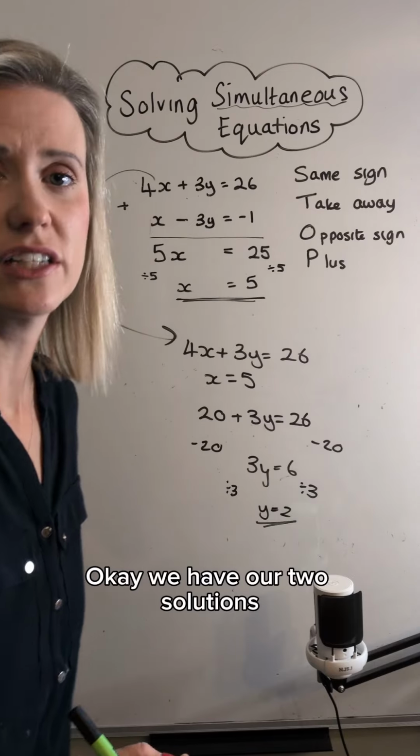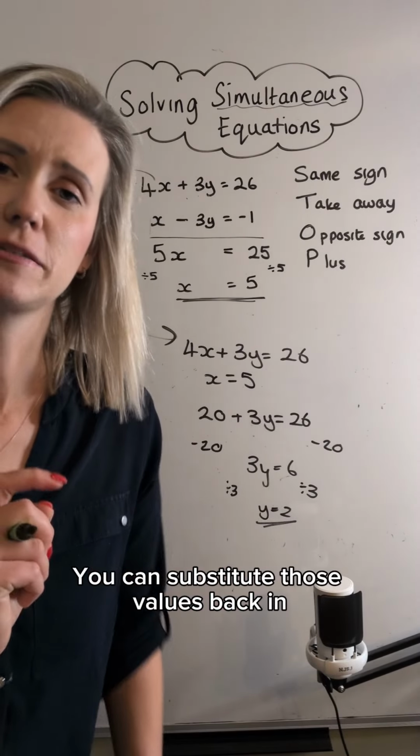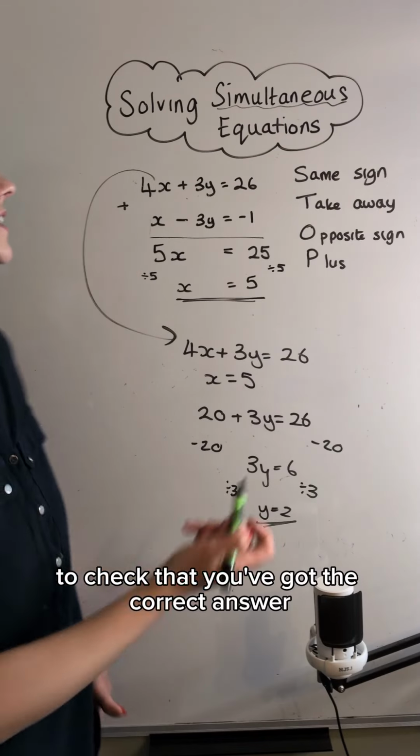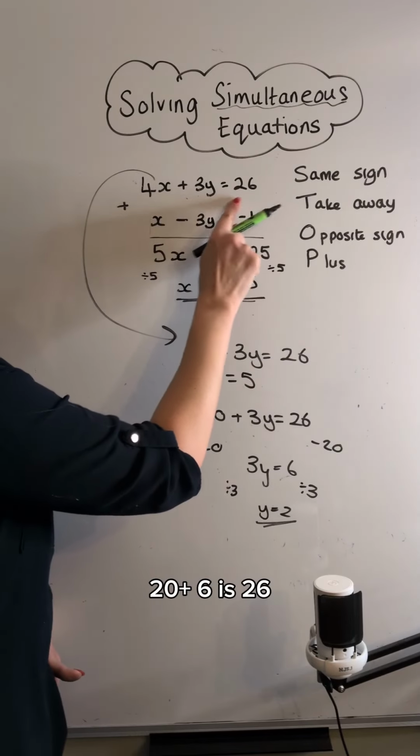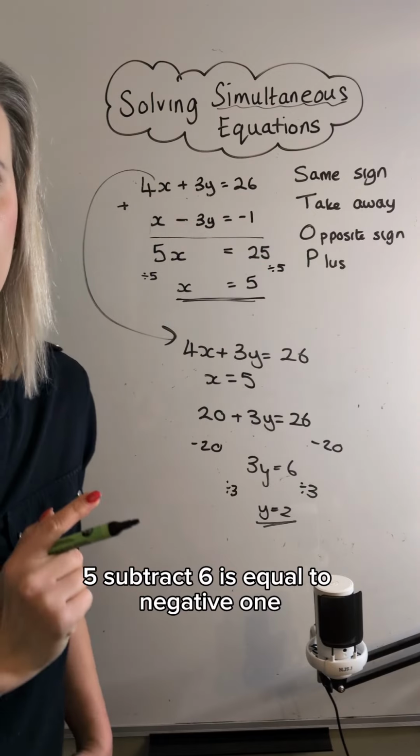Okay, we have our two solutions, x is equal to 5 and y is equal to 2. You can substitute those values back in to check that you've got the correct answer. 20 plus 6 is 26. 5 subtract 6 is equal to -1.